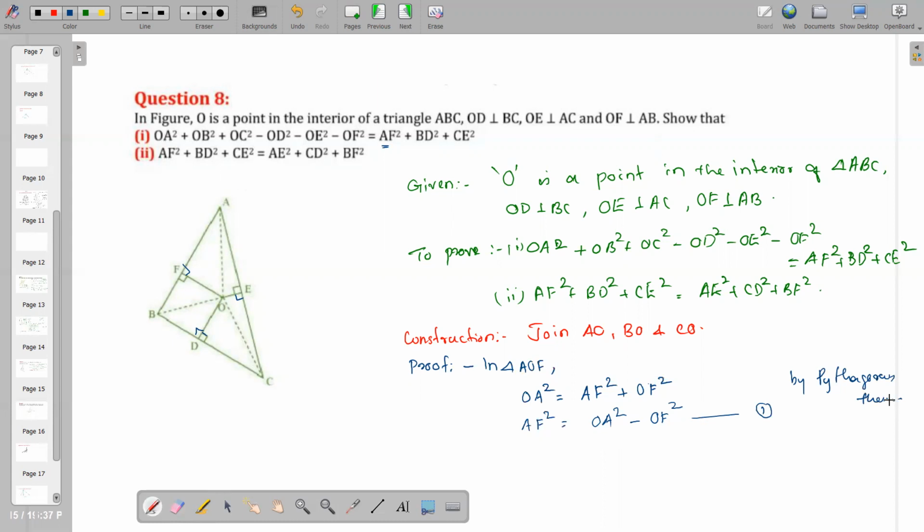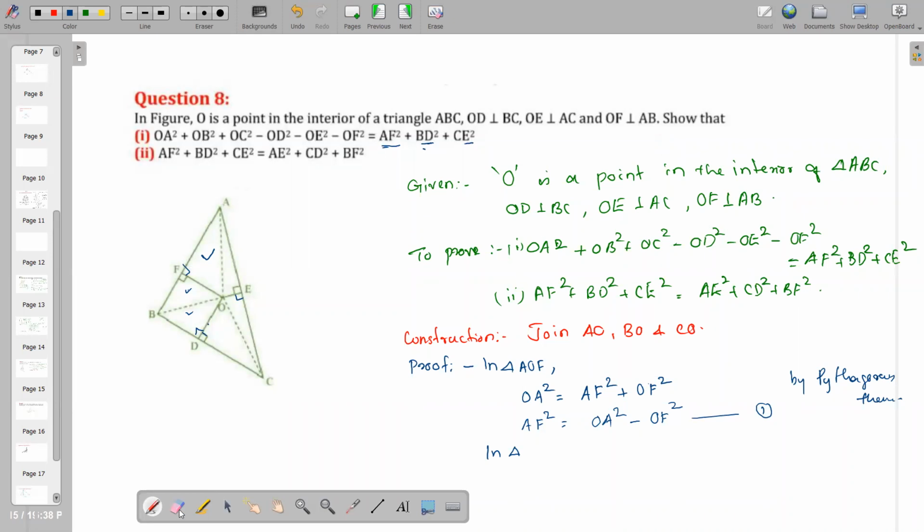Now another triangle we can take, which one? We can take the next triangle, orderly we can take. Okay, so this one is already over. Now this one we can take, BOF. In triangle BOF we have BO is the hypotenuse. So we can write BO square is equal to OF square plus BF square, but we need BF on the other side. We need BD, so we can take another triangle here, because we need AF square, BD square, and CE square.